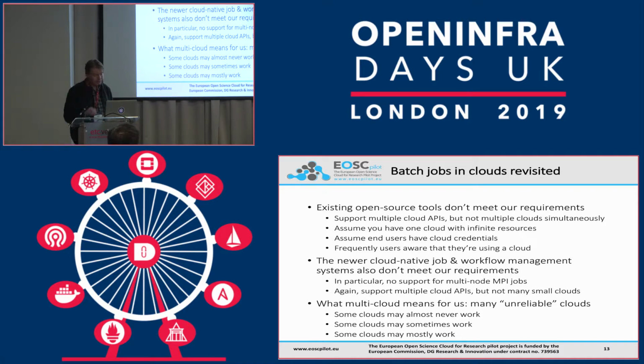Then the newer cloud-native job and workload management systems also didn't meet our requirements. Some of those didn't seem to support jobs with different resource requirements, and in particular, they didn't seem to support multi-node MPI jobs, which for us is important. And again, they generally support multiple cloud APIs, but not many clouds simultaneously. For us, multi-cloud is not just 1 or 2 public clouds, it's having to use many unreliable clouds. Some of them may never work, some of them may almost never work, but occasionally do. Some clouds might sometimes work, and other clouds might mostly work. We just have to somehow make use of all of those clouds.